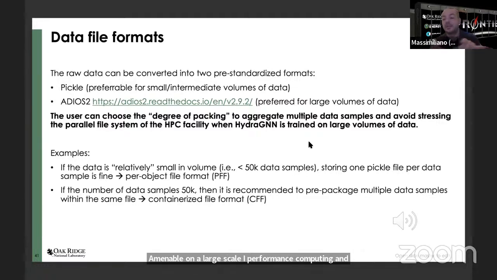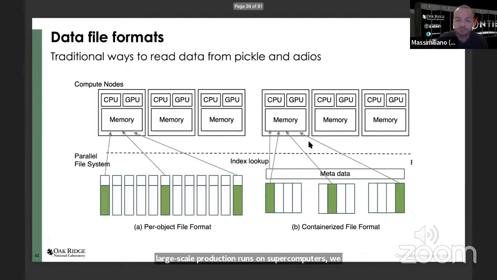The user can seamlessly switch between one format or the other. But our recommendation is that you use the more user-friendly pickle format if you want to use HydrogenNN at a smaller scale. Whereas if you want to deploy HydrogenNN for large-scale production runs on supercomputers, we recommend that you switch the chosen file format to ADIOS.